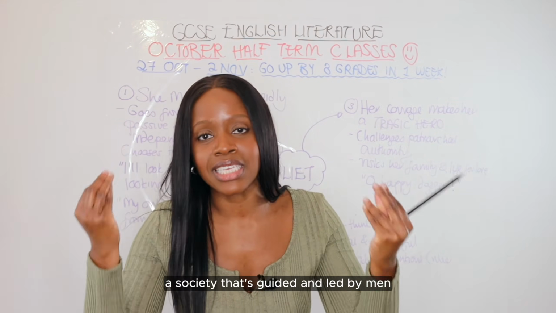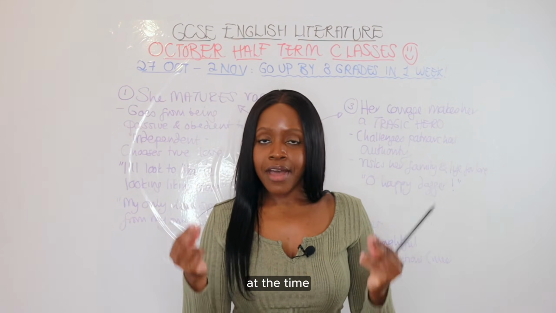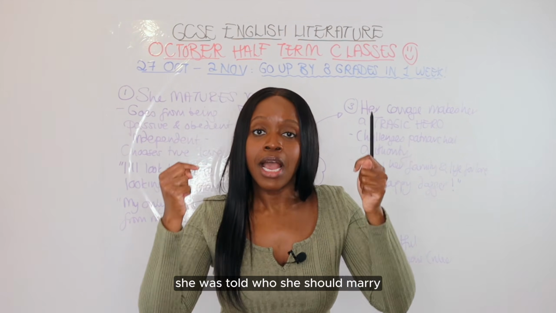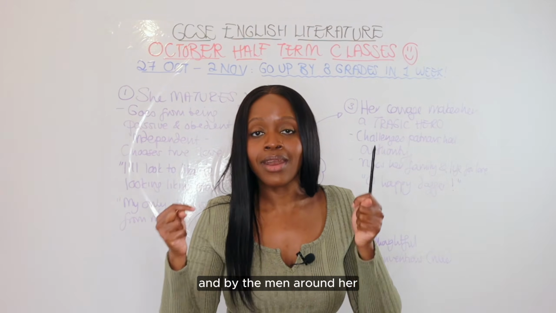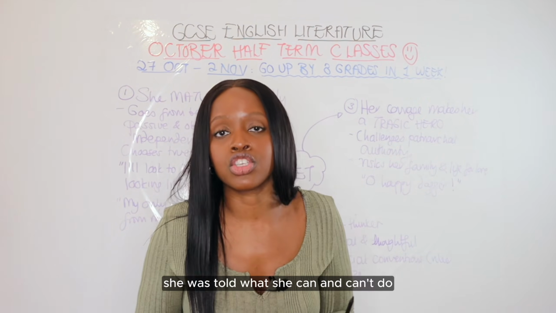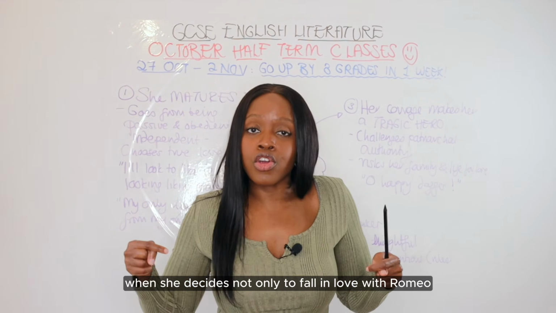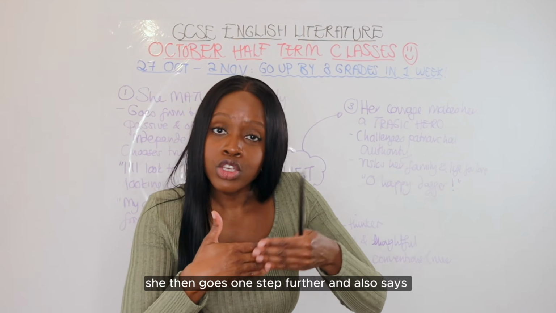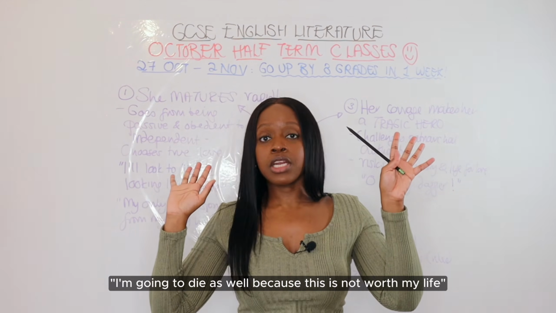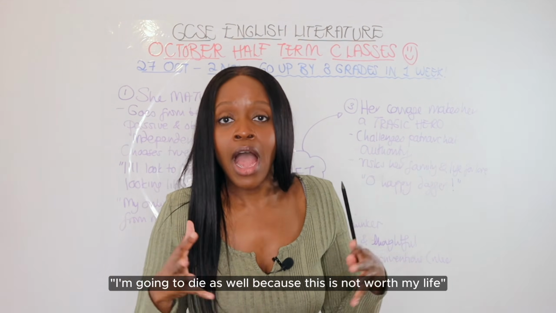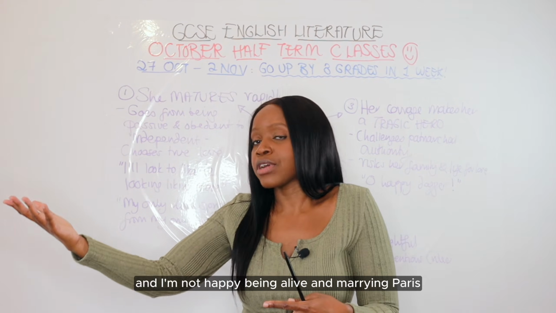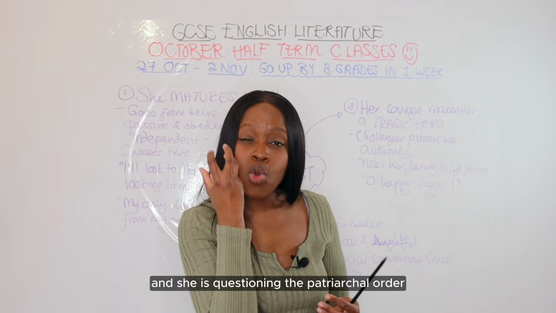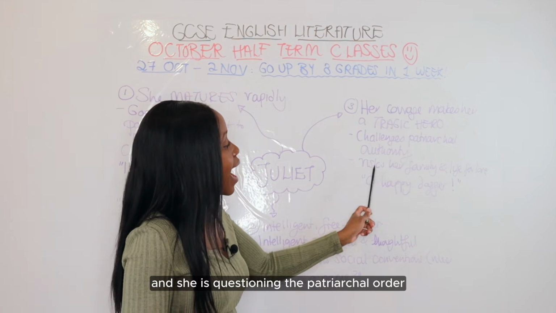Patriarchy simply means a society that's guided and led by men. At the time, in the society that she lived in, she was told who she should marry, especially by her father, Lord Capulet, and by the men around her. She was told what she can and can't do. But actually, when she decides not only to fall in love with Romeo, but once she realizes that Romeo is dead, she then goes one step further and also says, okay, I'm gonna die as well because this is not worth my life and I'm not happy being alive and marrying Paris. This is a real act of defiance and disobedience, and she is questioning the patriarchal order at the time.